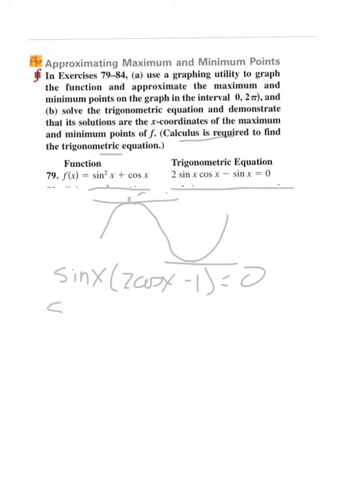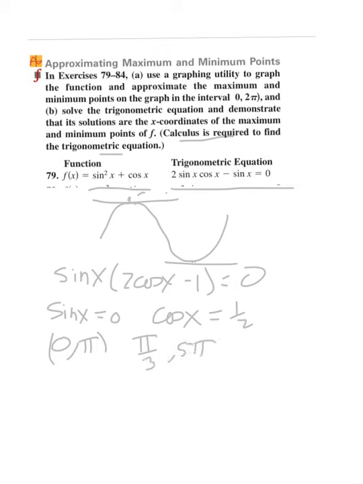And then we get sine x is equal to 0, and we get cos x is equal to 1/2. So sine x equal to 0 gives us 0 and pi. And then cos x equals 1/2. That's the same as the question before: pi over 3 and 5 pi over 3.